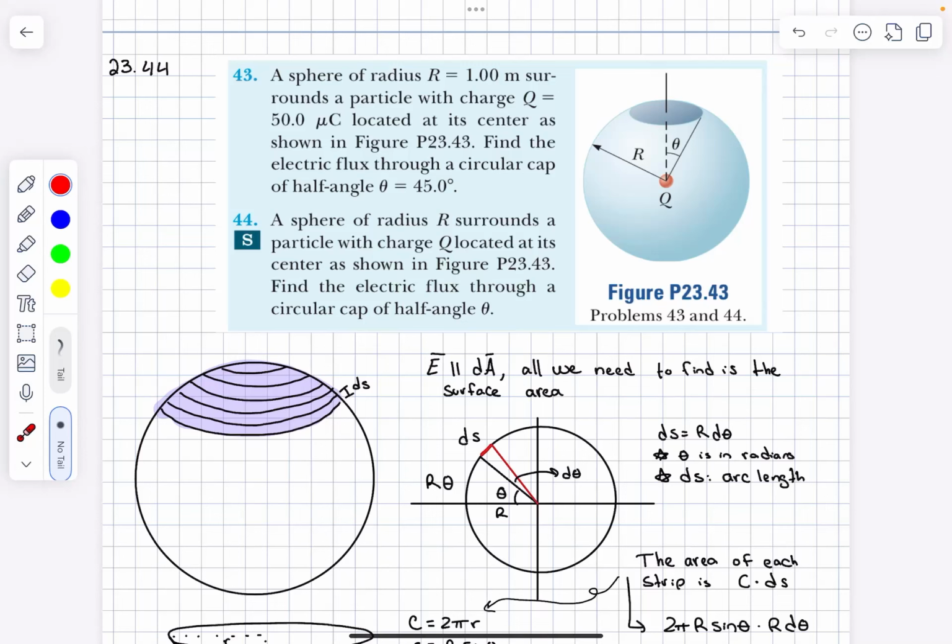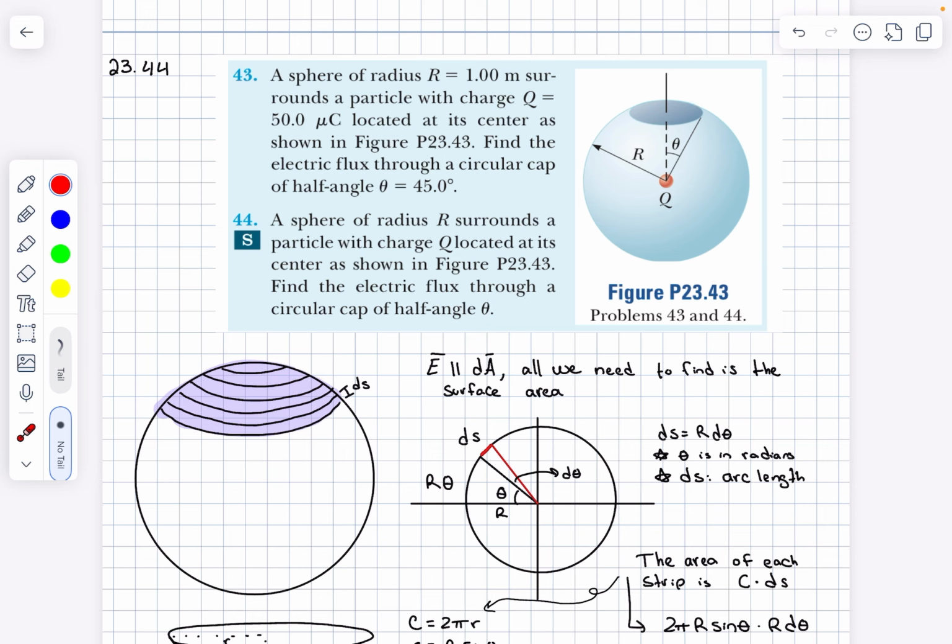So here we're going to be solving both problems 23.43 and 23.44 of this problem. Here we have a sphere of radius R that surrounds a particle of charge q located at its center. And we want to figure out the electric flux through a circular cap of half angle theta. So essentially we have this hole inside of our sphere, and we want to figure out how many of the electric field lines are exiting through this sphere.